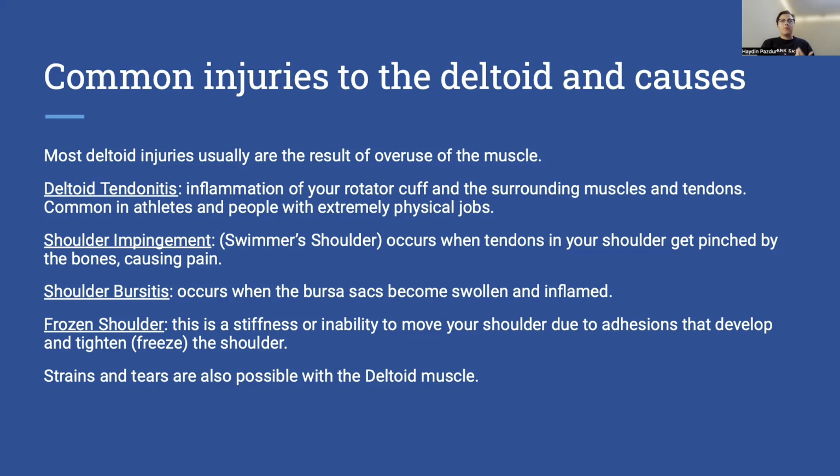And the last one that we are going to talk about and touch on is frozen shoulder. This frozen shoulder is a stiffness or inability to move your shoulder due to adhesions that develop and tighten or freeze the shoulder, hence the name frozen shoulder. So those are just a few injuries that can happen. Obviously, there's more out there and more in depth that we can go, but those are just common ones that we see every day with people, overuse and whatnot.